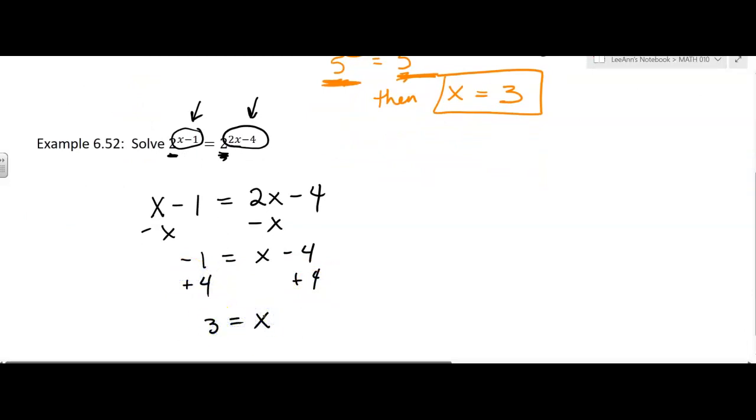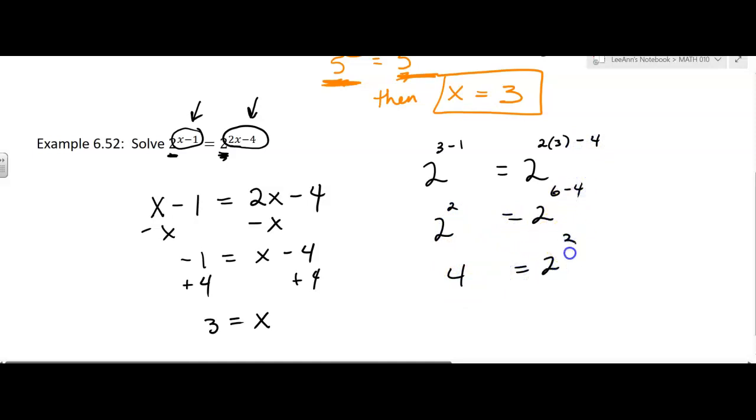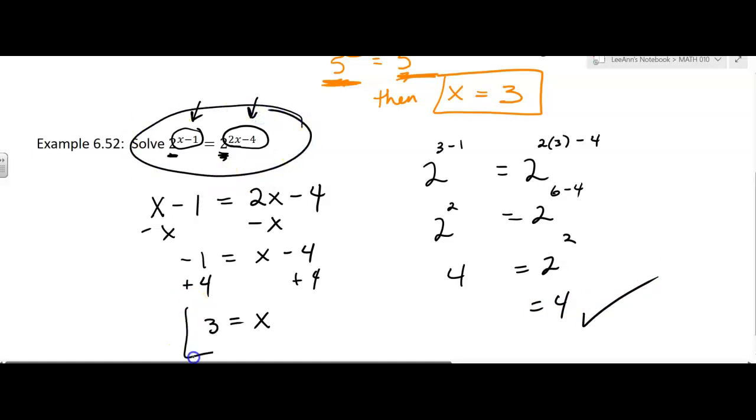Now you can plug that in to make sure that it's true. 2 to the 3 minus 1, does that equal 2 to the 2 times 3 minus 4? Well, here you get 2 squared, which is 4. Here you get 2 to the 6 minus 4, which is 2 squared, which is 4. So yeah, this checks. You don't have to do the check, but I just wanted to show it. You have to be really careful when you're writing these to make sure you know what is in the exponent. Okay? All right, so that's what we're doing with these.